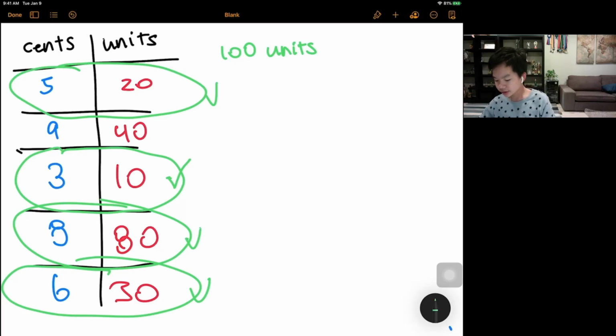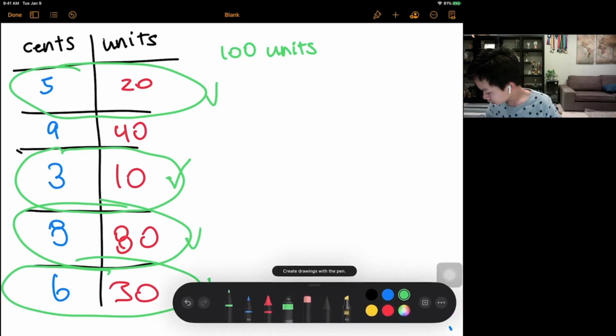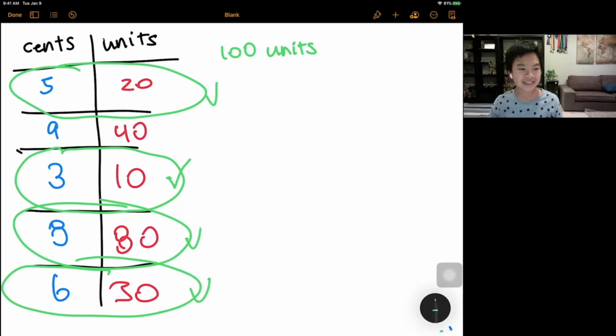So actually, since we're trying to find the minimum cost, it's always best to take the minimum rate to find the milk. So we should always start from the lowest rate of charge that we're given. So for this example, we should always start from buying from farmer number 3 because he's selling it at the least rate per unit. So we can solve this greedily.